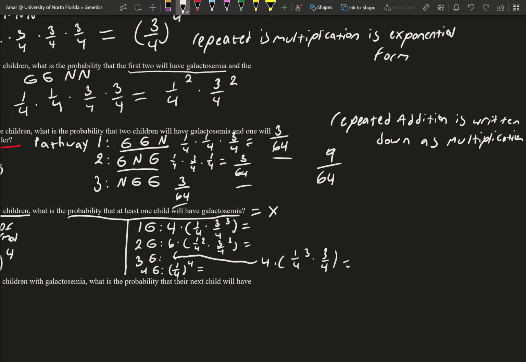So this one is equal to 0.42. This one's equal to 0.211.